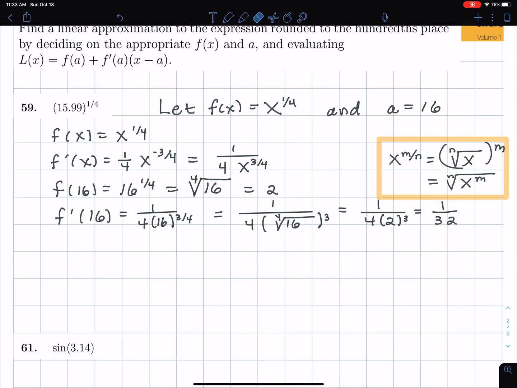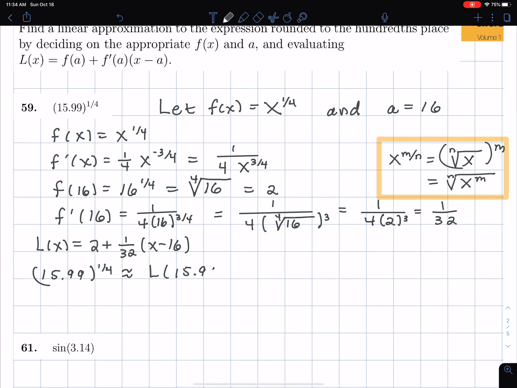But anyway, so here we go. We have L of x equals f of a, which is 2, plus f prime of a, which is 1 over 32. And then we have x minus 16. Okay, now what we're supposed to do is approximate this 15.99 to the 1/4. And what we're saying is that this is approximately L of 15.99.